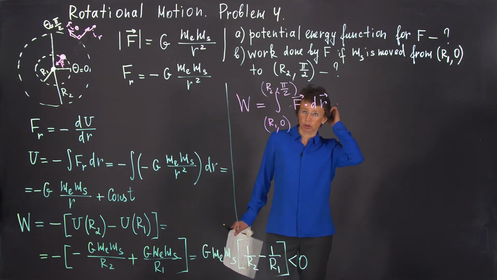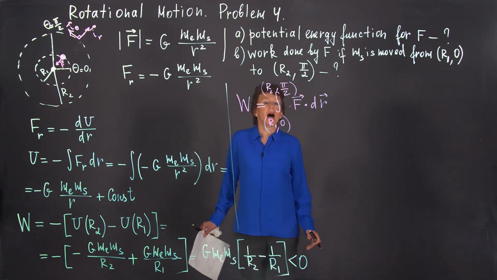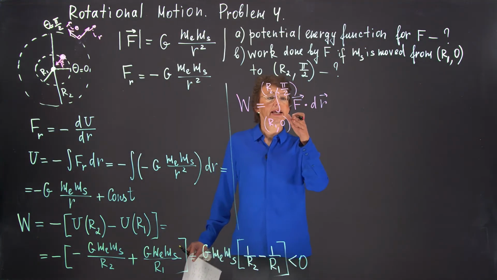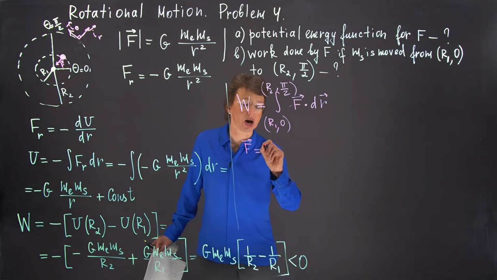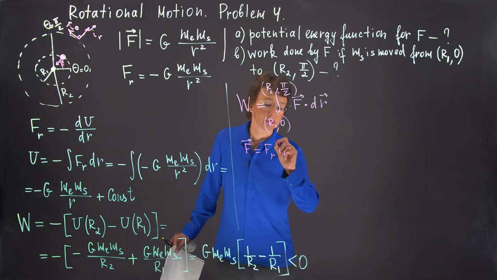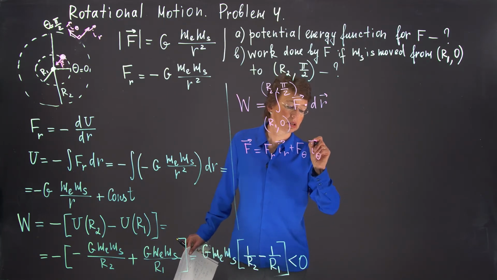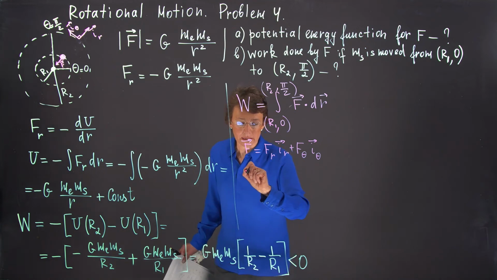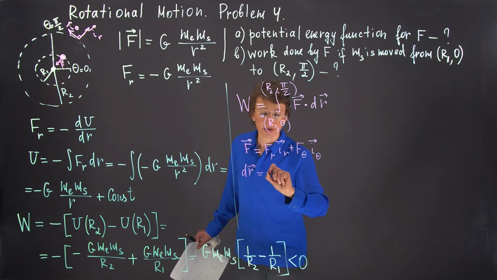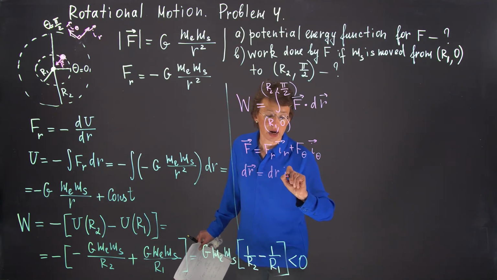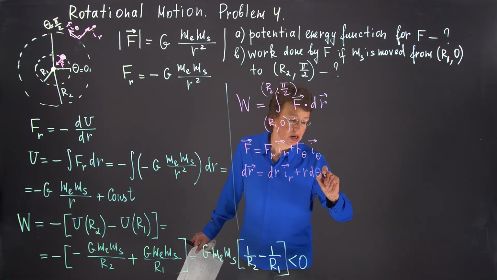So what is this dot product? F dot dr in polar coordinates. I can write force as F_r i_r plus F theta i theta. I can write dr, and you probably remember this from your calculus class. Vector dr is dr i_r plus r d theta i theta.